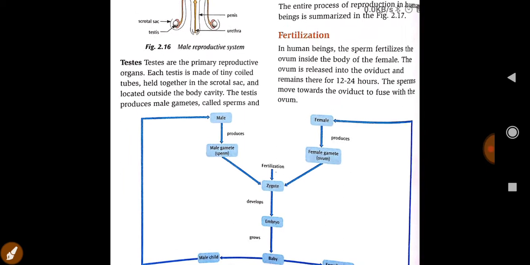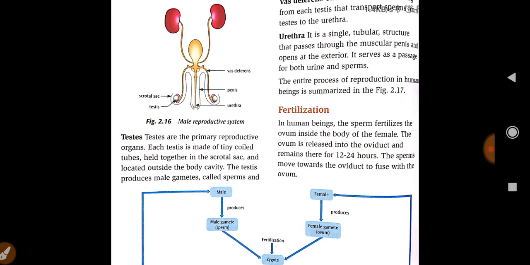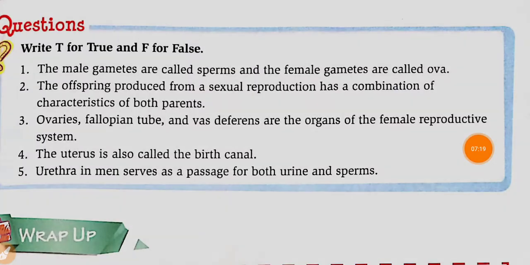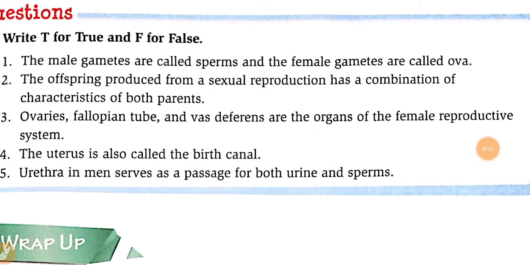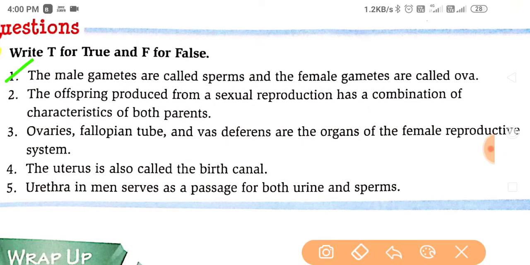So these are the processes of sexual reproduction in human beings. There are some true or false questions for you. The male gametes are called sperms and the female gametes are called ova. It is the right answer. The offspring produced from sexual reproduction has a combination of characteristics of both parents. It is also true. Ovaries, fallopian tubes, and vas deferens are female reproductive organs. It is false because vas deferens is not here.